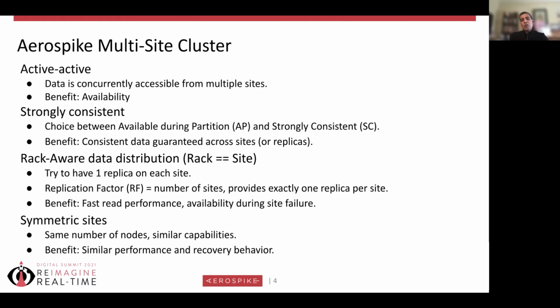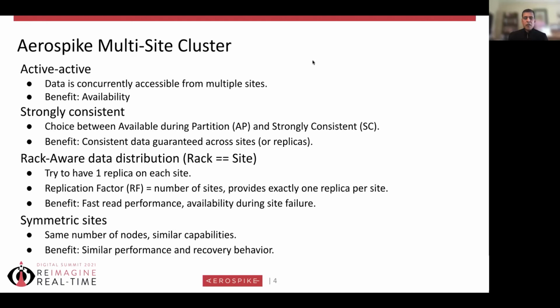Another benefit it accrues is even if you have a site failure, you have one or more copies of the entire data across other sites. So there will be other sites that have the data available. So availability during site failure is another benefit that is derived from rack-aware data distribution.